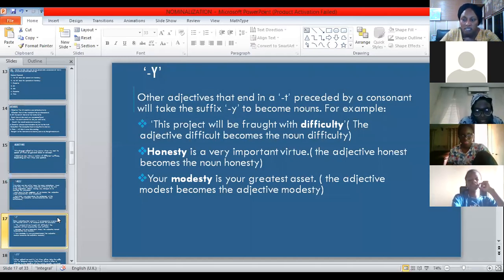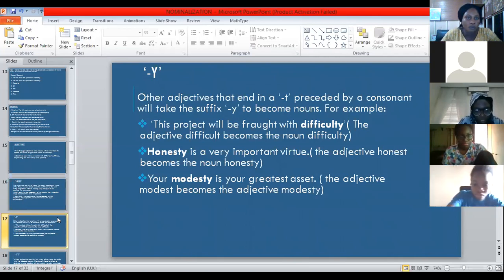Number 2 example, honesty is a very important virtue. The adjective honest becomes the noun honesty. How did we arrive at difficulty and honesty? The spelling doesn't change until the end. The end is what? T. But after the T, what do we add? The Y. Your modesty is your greatest asset. The adjective modest becomes the noun modesty.